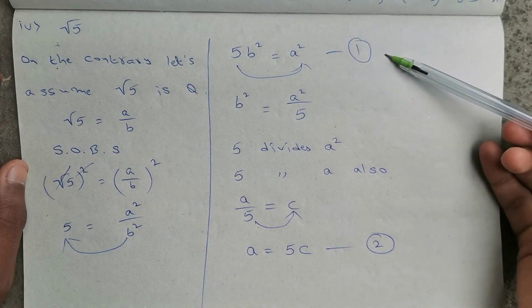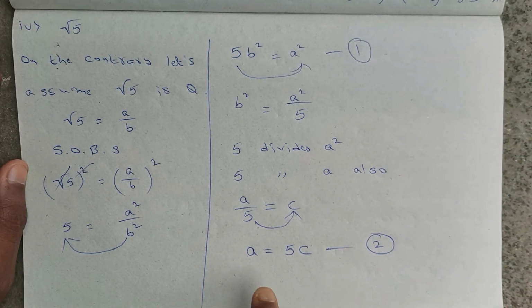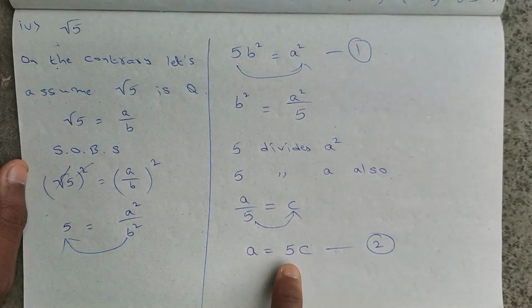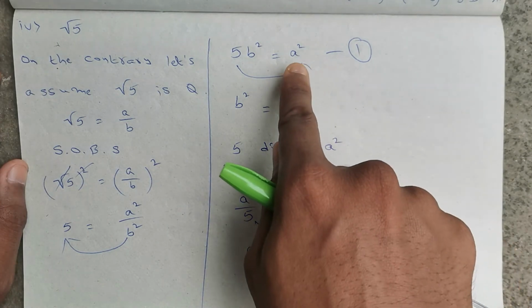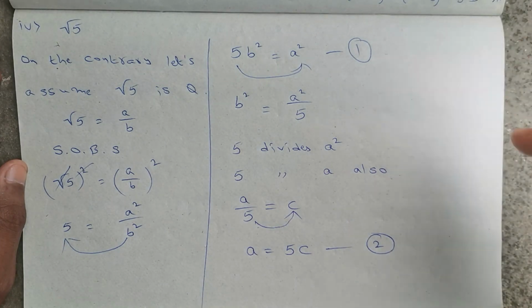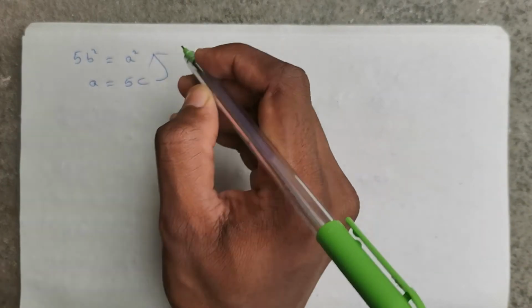Now if we observe the first equation, 5 b square is equal to a square. Second equation, a is equal to 5c. So in the place of a, I will substitute this 5c. This a value I will substitute in equation 1. Equation 2 I will substitute in equation 1. These are the two equations we have. Now this second equation I am substituting in the first equation.